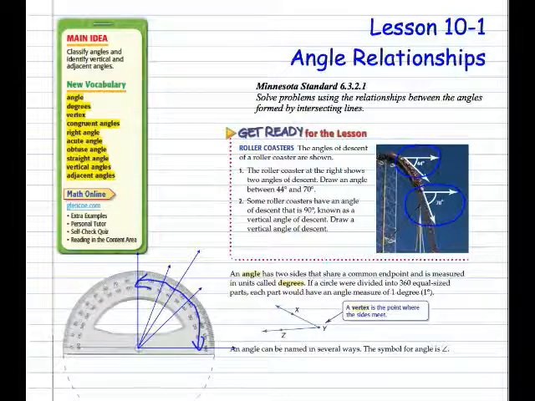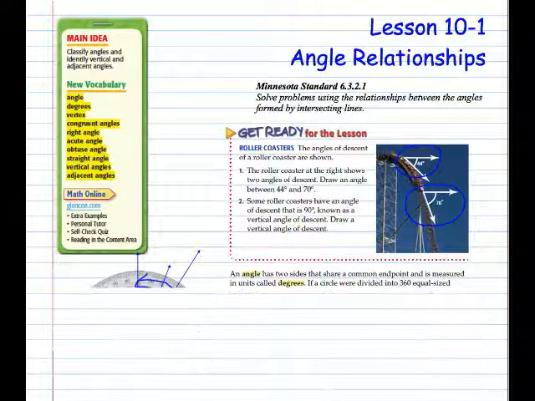If a circle were divided into 360 equal-sized parts, each part would have an angle measure of 1 degree. A vertex is the point where the sides meet, right here, point W. An angle can be named in several ways. The symbol for angle is this little symbol.